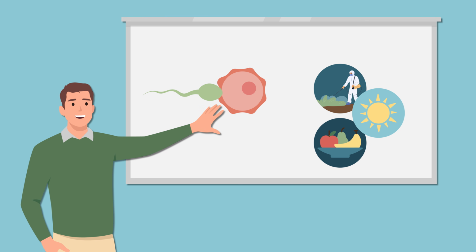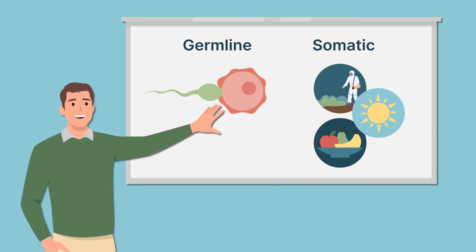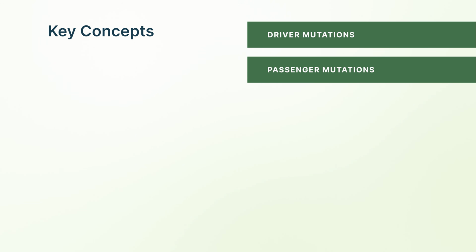In a previous HealthTree lesson, we explored germline mutations, DNA changes inherited from egg and sperm cells, and somatic mutations, which occur after conception and aren't passed down. We also learned how mutations can play a role in genetic conditions, including cancer. In this lesson, we'll dive into another way to classify mutations, driver mutations and passenger mutations. Together, we'll learn how these mutations may impact your health and cancer treatment.